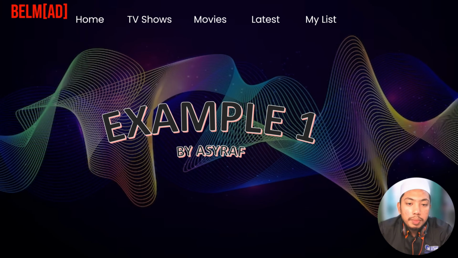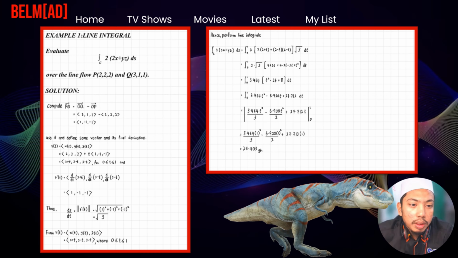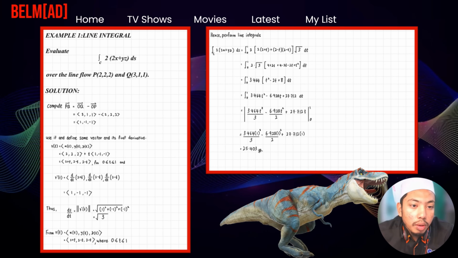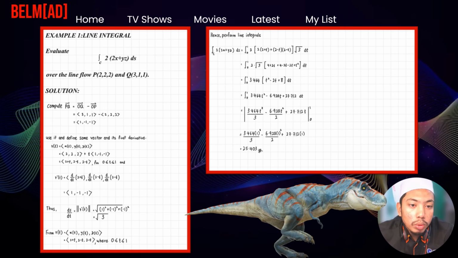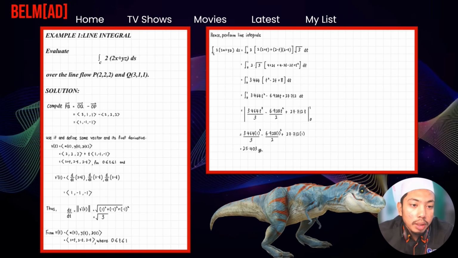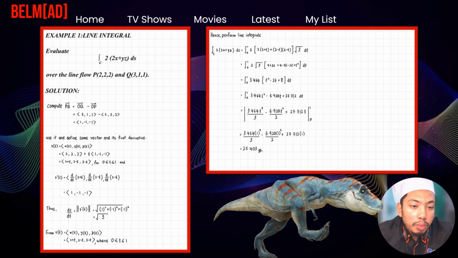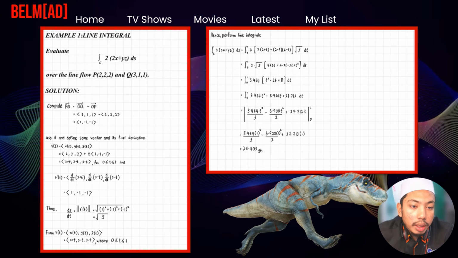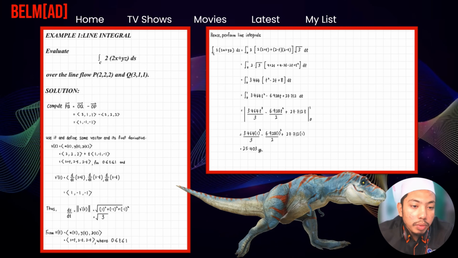Okay, Assalamualaikum. I'm going to explain example 1. First evaluate the equation over the line from P(2,2,2) to Q(3,1,1). For the solution, first compute PQ, which is OQ minus OP. You get (1, -1, -1).